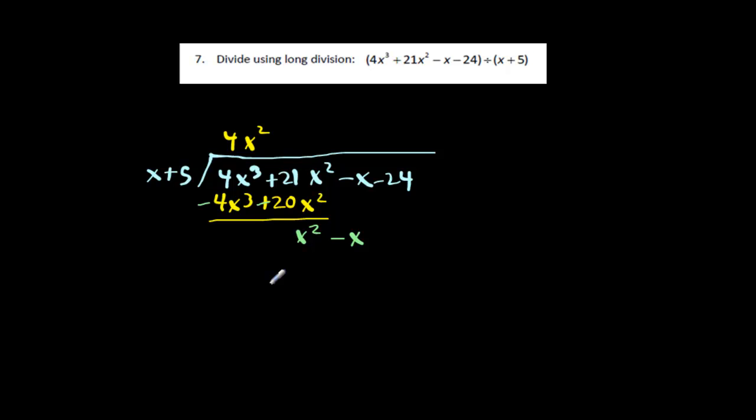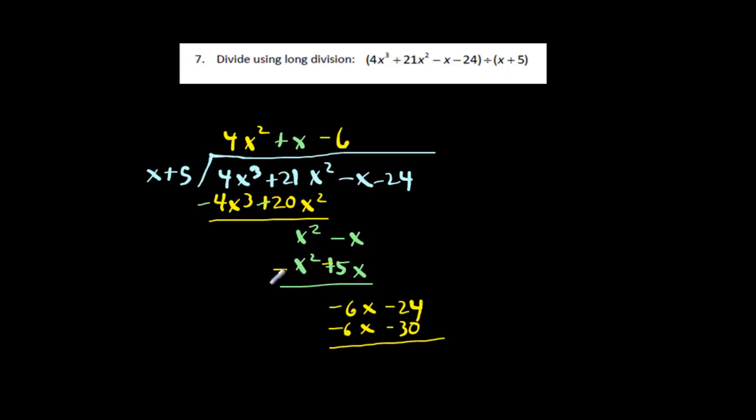x goes into x squared x times. When you multiply, you change the signs. Add down, that gives us negative 6x minus 24. x goes into that negative 6 times. Negative 6 times x is negative 6x, negative 6 times 5 is negative 30. Change the signs, add down, and we have a remainder of 6. So this is your answer right here.